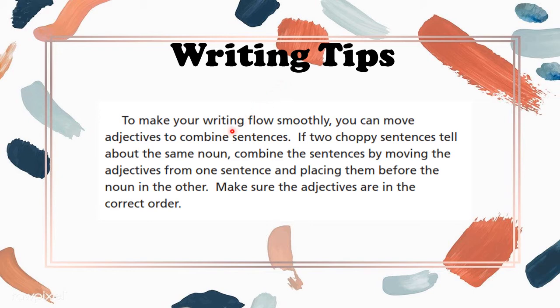Now let's proceed to writing tips. How do you make your writing flow smoothly, especially if you are using a series of adjectives? If two choppy sentences tell about the same noun, then you can combine them by moving the adjectives from one sentence and placing them before the noun in the other. So we have to make sure the adjectives are in the correct order.